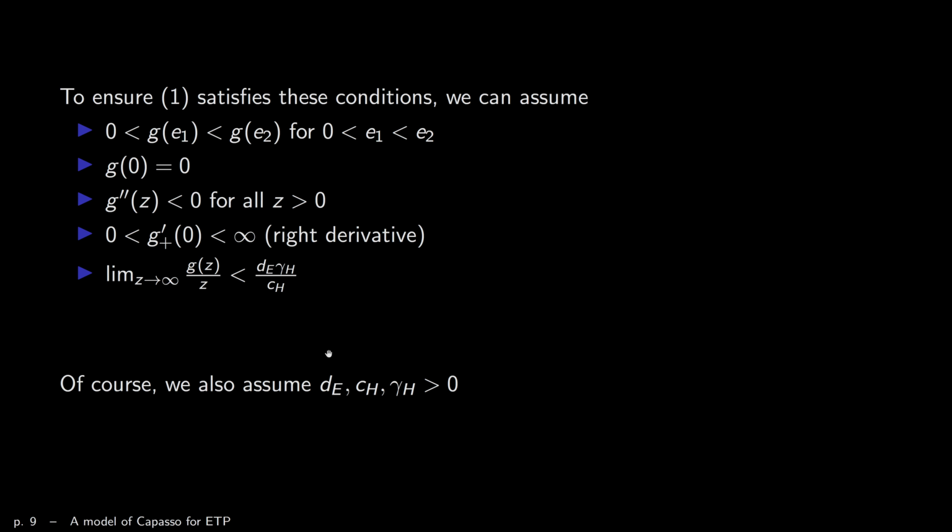You're assuming that the function is increasing. This first condition is simply saying that if there are two concentrations of pathogen in the environment that are ordered this way, then the growth function is ordered in the same way. If there is no pathogen, there is no growth and contamination. In the absence of pathogen, you cannot be contaminated.